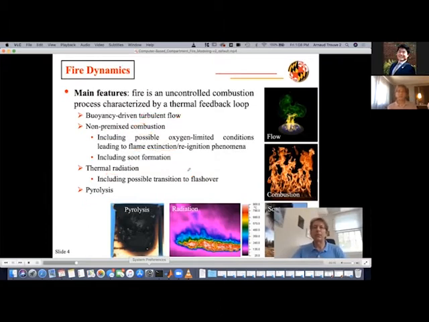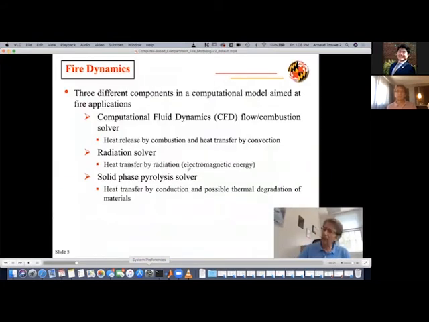So these are the main ingredients of fire dynamics. And this brief introduction here is provided so that we can appreciate that a fire model needs different tools to be able to describe that complex physics. In fact, it needs 3 different tools, 3 different components.